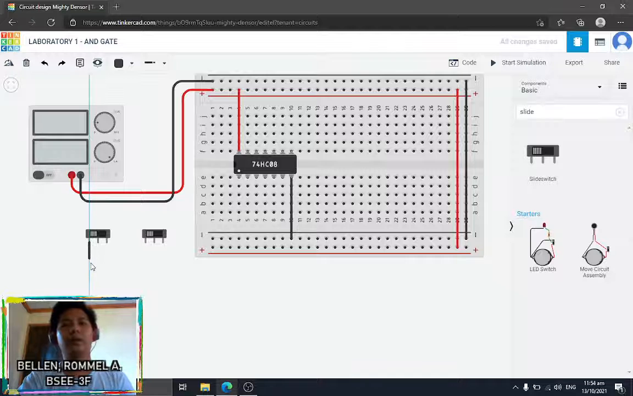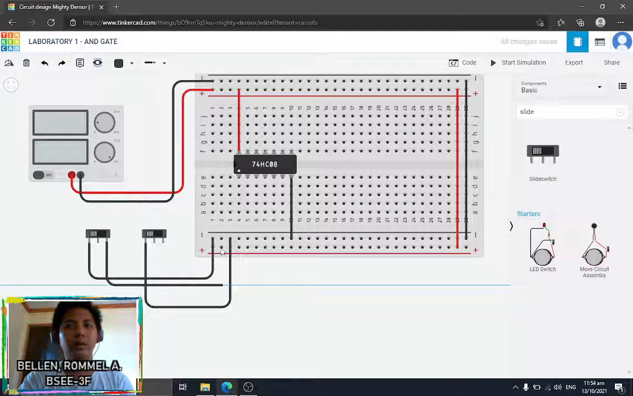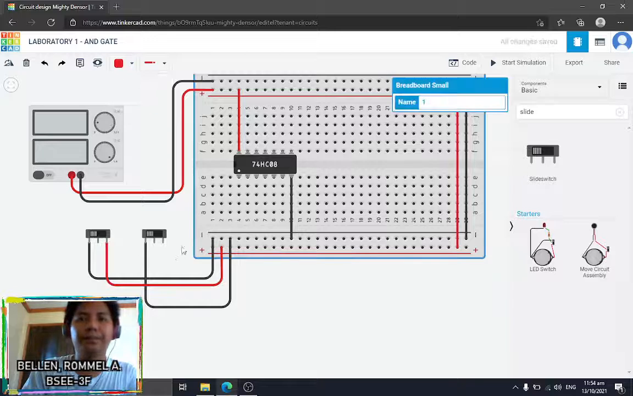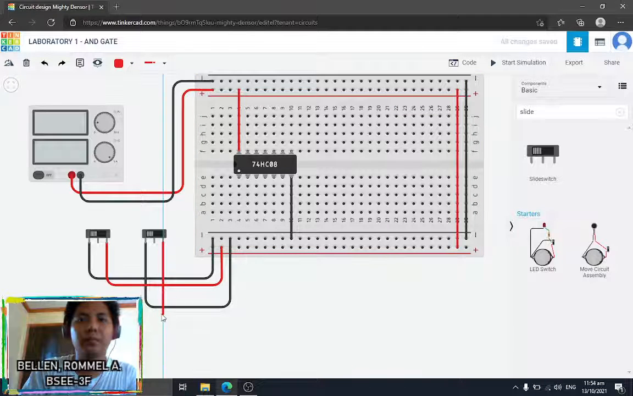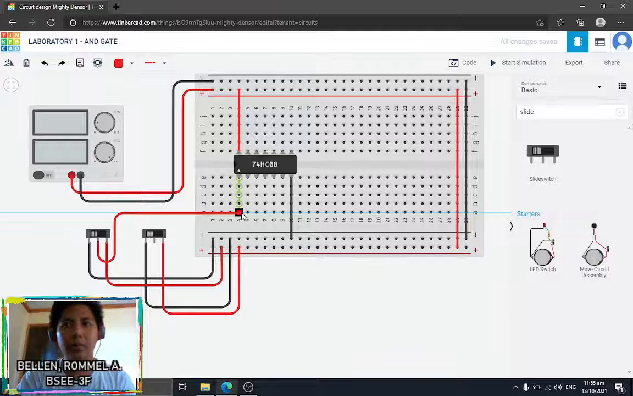Okay, connect the off states to negative. And the on state to the positive terminal. Okay, just like that. Okay, so our first input will be connected to our input point.